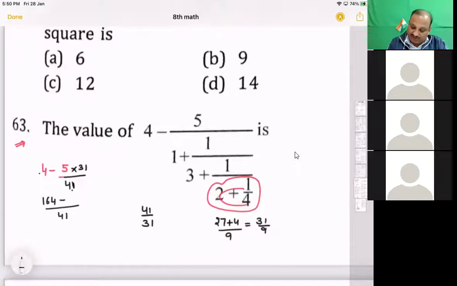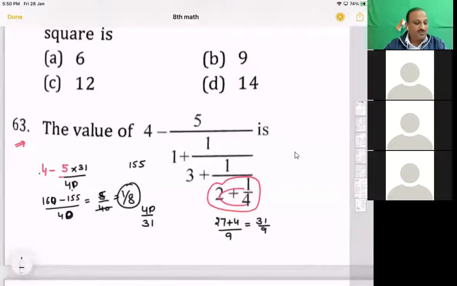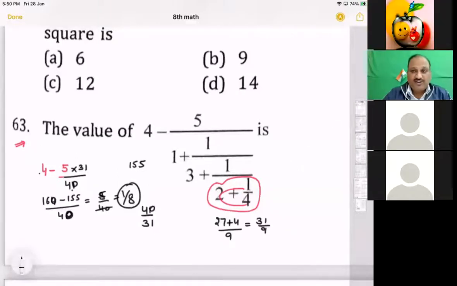नहीं बच्चे, ये 40 अपॉन था, सॉरी ये 40 अपॉन था, ठीक, 40 upon 31, ठीक, तो it becomes 40, and here it becomes 150, ये हो जाएगा 160 and 155, it becomes 5 by 40, and ultimately you will get your answer as 1 by 8. I don't know how many of you have done it, but we can solve the question in this way. Yes, बच्चे.